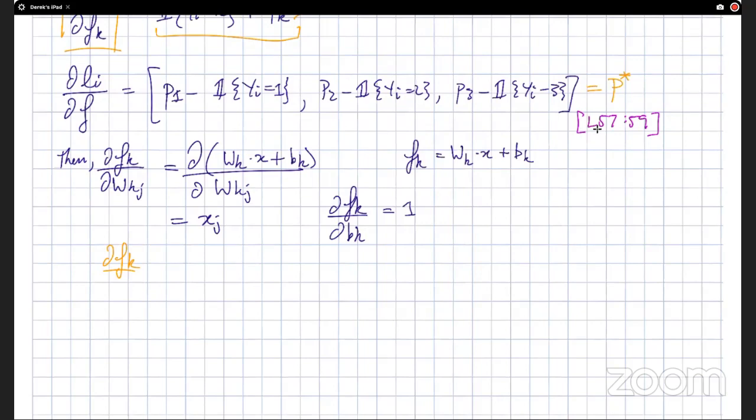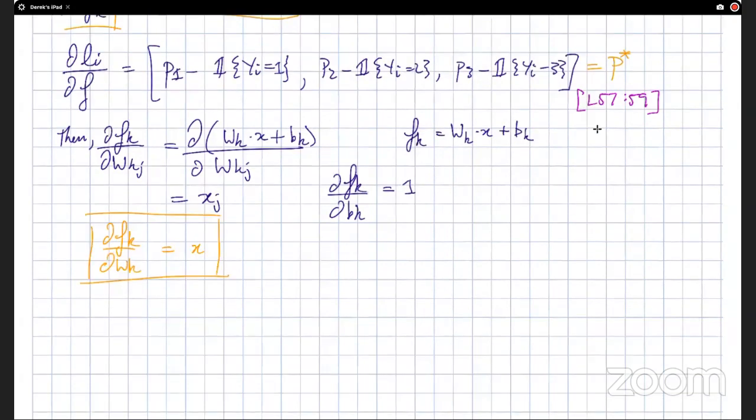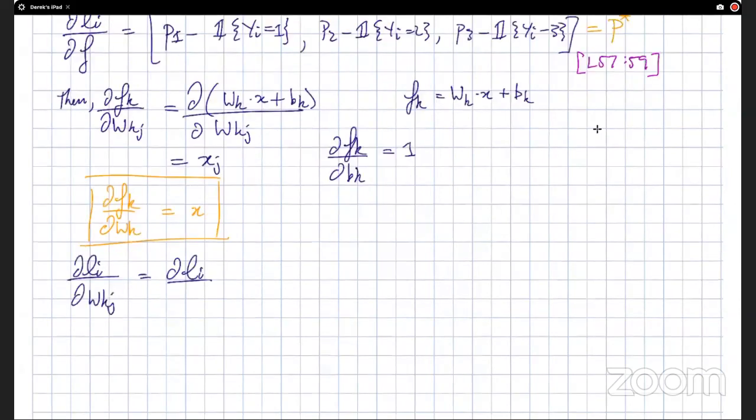So this is fine, but what I want is the full chain. So I want the derivative of Li with respect to wkj. Well, that's just dLi with respect to fk times dfk with respect to wkj. What did I have for the dLi over fk? That was just p star of k, and then I multiply by x of j. Okay, so anyone have a question?